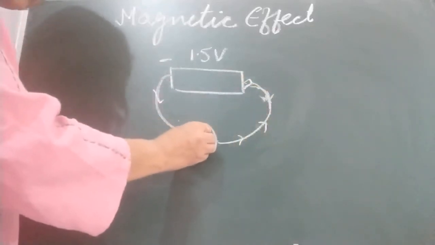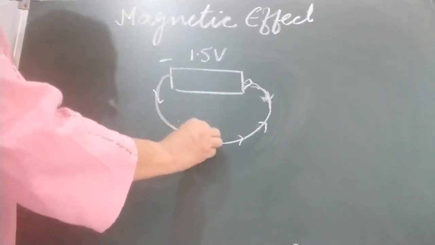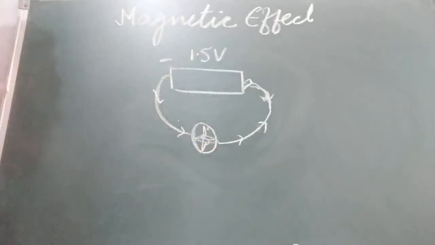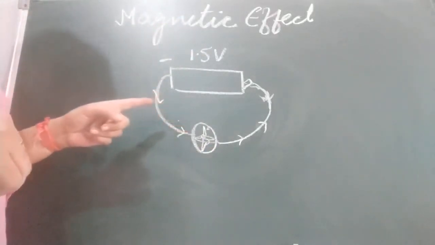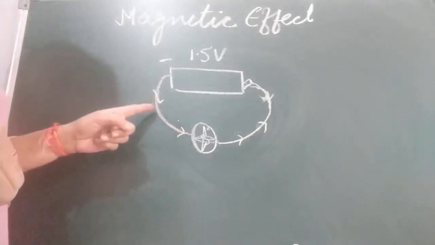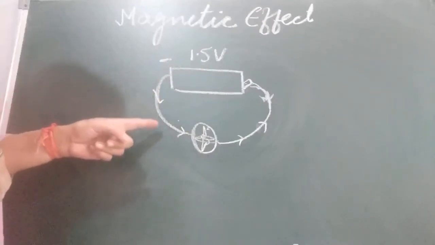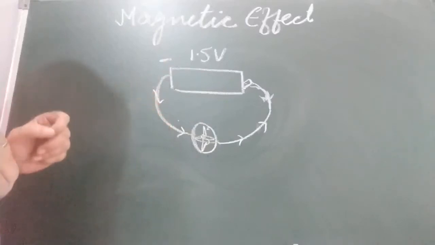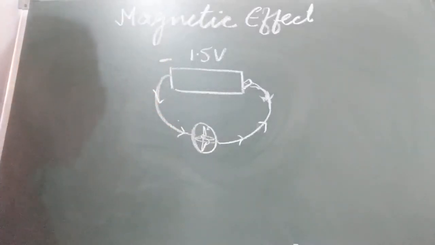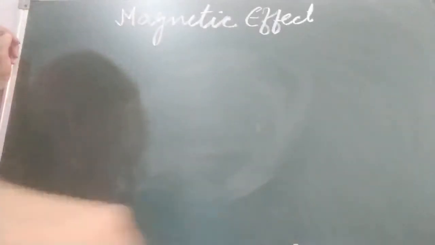And we will see the needle, first it was in this position, now it is deflected. So what does this deflection tell us? That when current starts passing through the wire, it behaves like a magnet and therefore the magnetic needle of the compass is deflected. So now we have proved that there is a magnetic effect of electric current. Now I am going to tell you more about electromagnets.